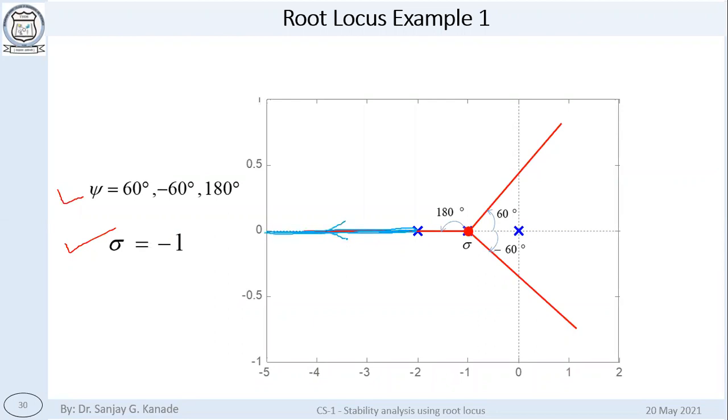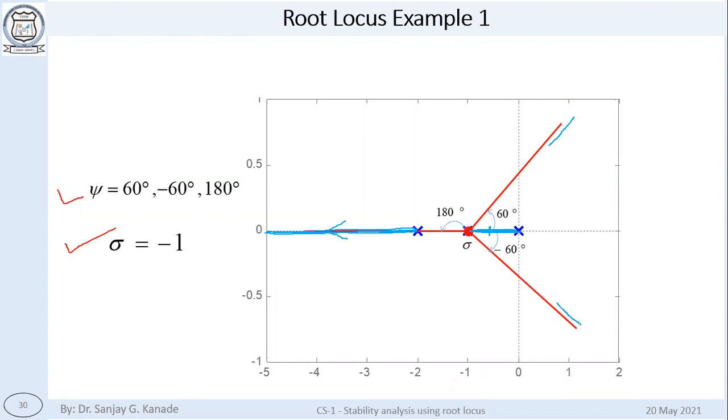So one asymptote is now occupied. Now there are two asymptotes, plus 60 and -60. So along these two directions, two branches will go. We have seen that there is a real axis part between s equal to 0 and s equal to -1. Means this is going to break from somewhere in between s equal to 0 and s equal to -1. This line will break somewhere and it will go towards this asymptote.